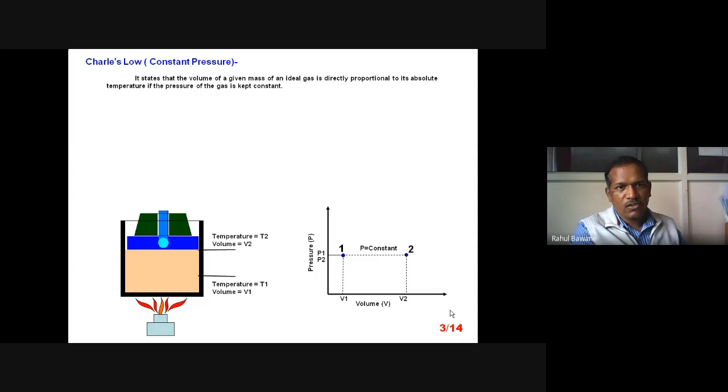So what is Charles's law? Charles's law states that volume is directly proportional to its absolute temperature if pressure is constant. If I remove the proportionality sign, it is V upon T equals constant. And for our process 1 to 2, it will be V1 upon T1 equals V2 upon T2 equals constant.